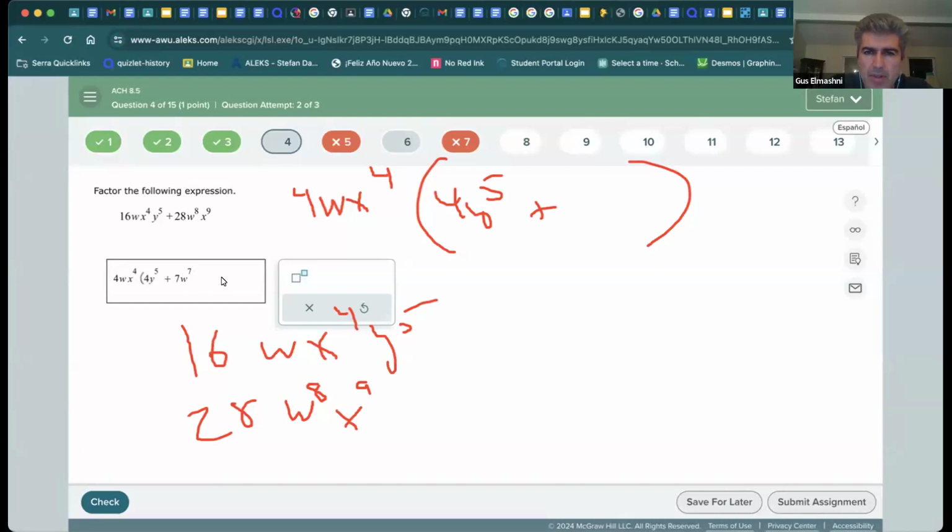There'll be 7W7, and how many X are left? If you have X nines, but you pull out four of them, right? So 7W7 X, what power? X to the... like X to the fifth. Exactly right.